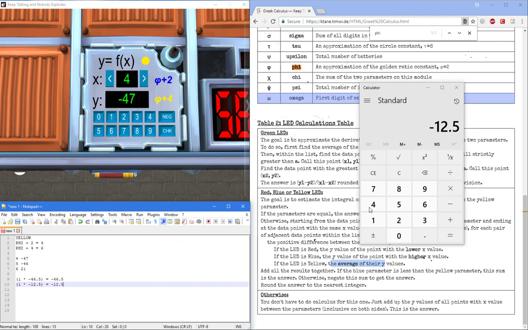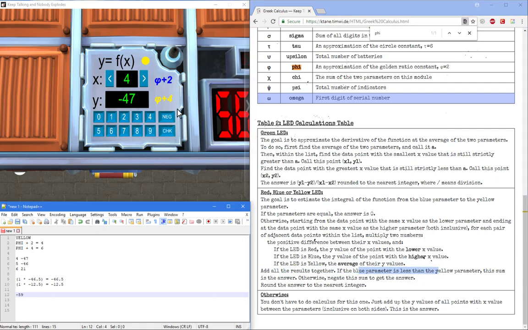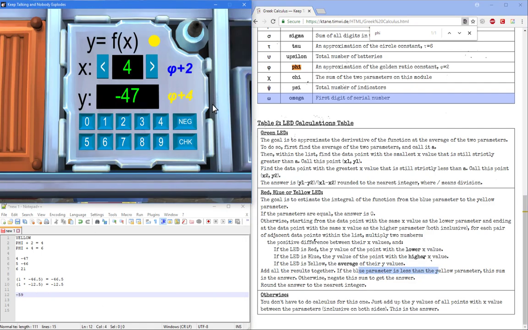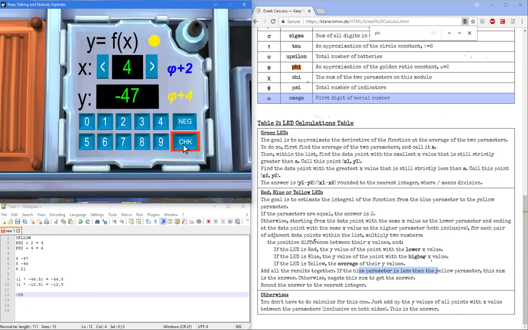Then we add up all the results. So this minus 46.5 is going to equal negative 59. And we would have rounded the answer, but we don't have to now. And of course, if the blue parameter is less than the yellow parameter, the sum is the answer. So negative 59 is our answer. So negative 59, check.